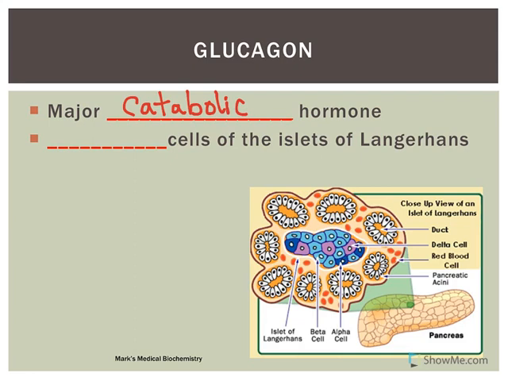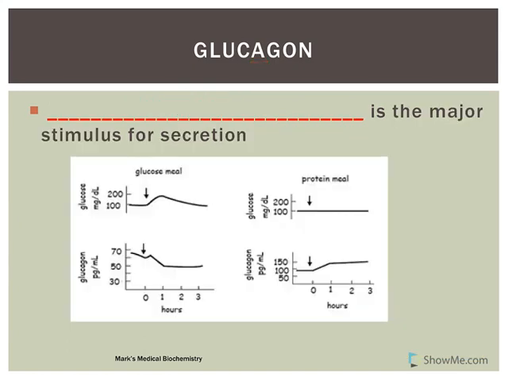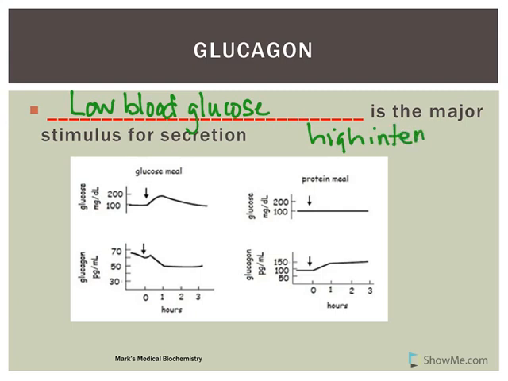The cells that make glucagon are alpha cells, and just remember the A is like you see in glucagon. So alpha cells are the ones that produce and secrete glucagon. Now the major stimulus for glucagon, think of it as the opposite of insulin, is low blood glucose levels. Another thing that will stimulate glucagon is high intensity exercise.